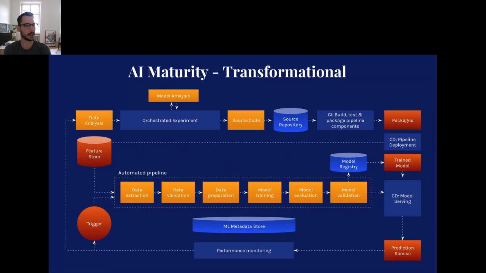Once the service is running, or it should run continuously, there's obviously a heavy element of monitoring, which you see at the bottom. And this can be on the accuracy of the model, for example, and it can also be on the uptime and performance overall of the prediction service.